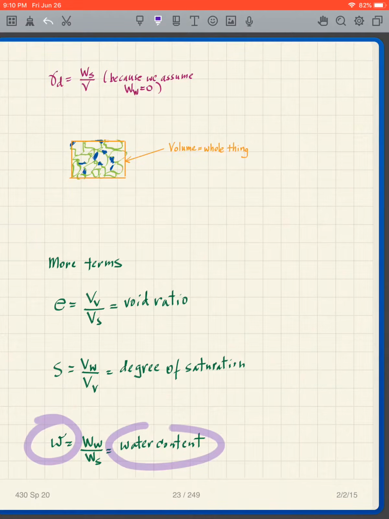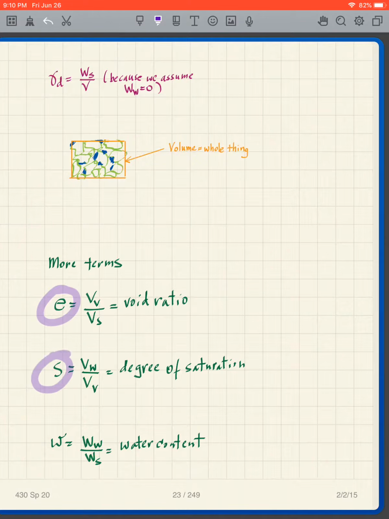Small w is the water content. By definition, the water content is weight of the water over weight of the solids. Again, another term that you need to know. So you need to know all these. Void ratio, degree of saturation, water content. And you need to know these definitions.